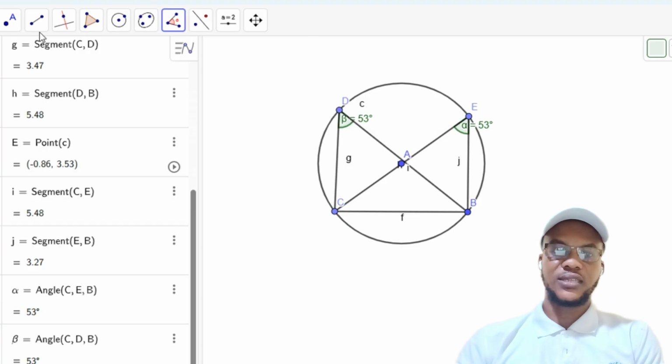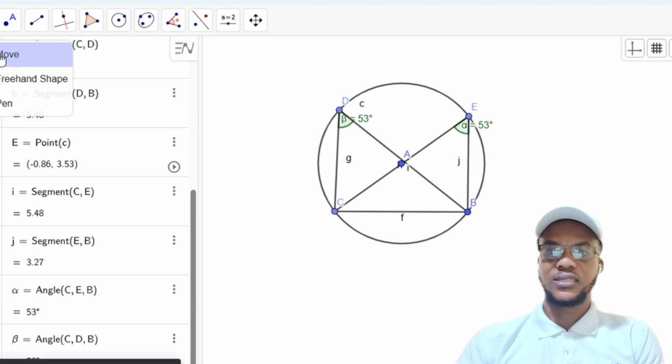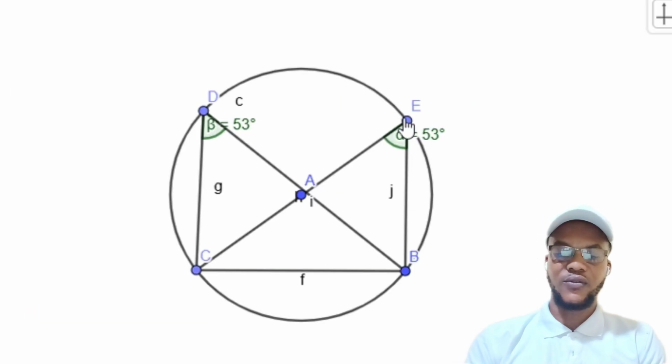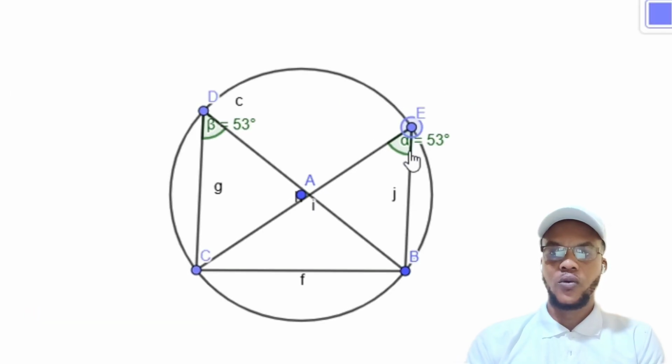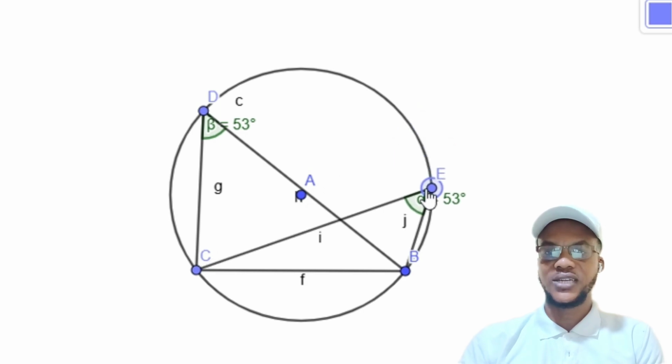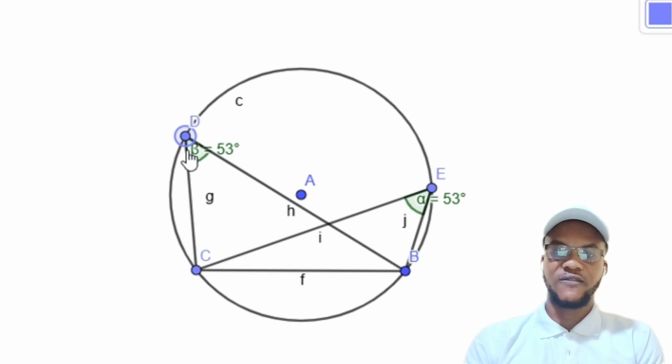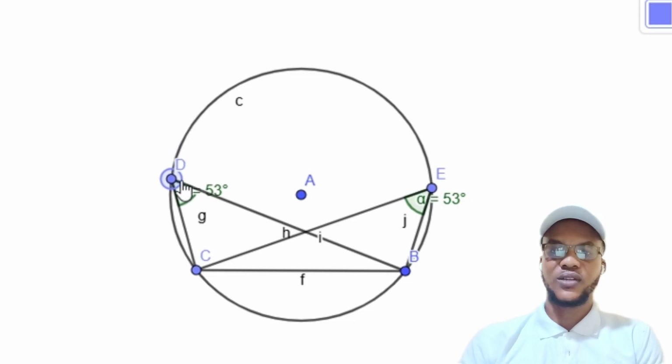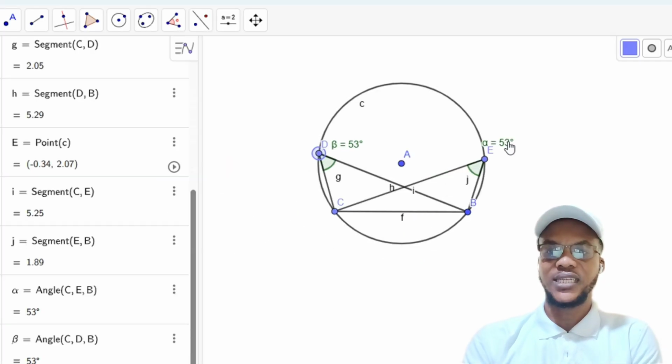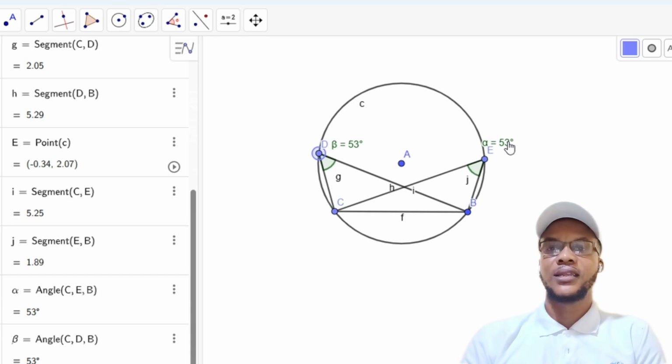Now let me try something. Let's drag it and see. I'm going to drag this one down some more and see if it will be the same. You see that even as I drag it to look like this, it is still 53. Let me also drag this one down some more. This one too doesn't change, it's still 53. This one is also 53 as well. So as I said, it doesn't matter how the diagram looks. Once you realize that they are sharing the same chord, then definitely the angles are equal.